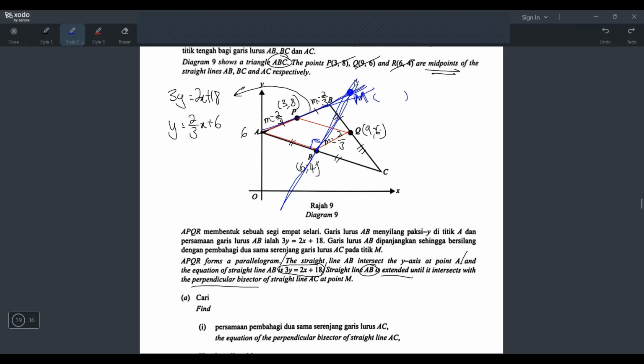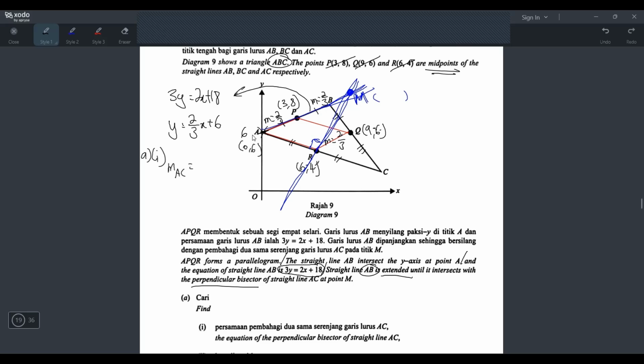So they want to find equation of this blue color line. Okay, how to find the equation? First, you need gradient. Okay, and how to find gradient? So to find the gradient of this blue color line, you need to first find the gradient of AC first. Because if you straight away find blue color line, it's not possible because you don't have two coordinates that you can use to find gradient. On this line, you don't have two coordinates, but AC you can find because you have point A and point R. Point A is 0,6.